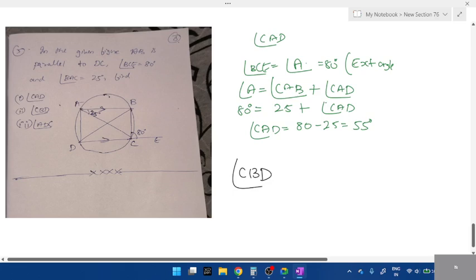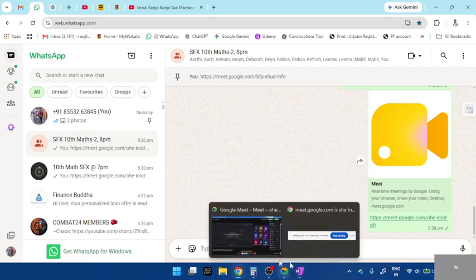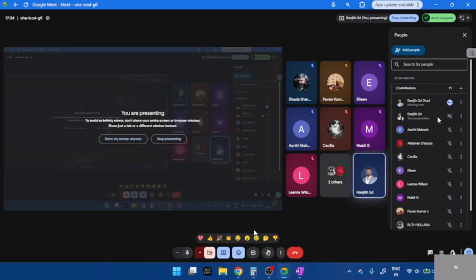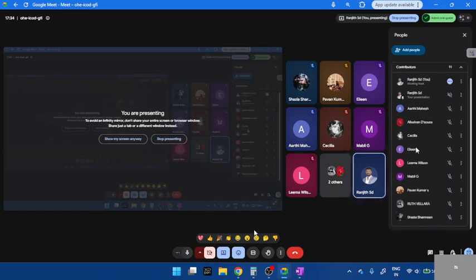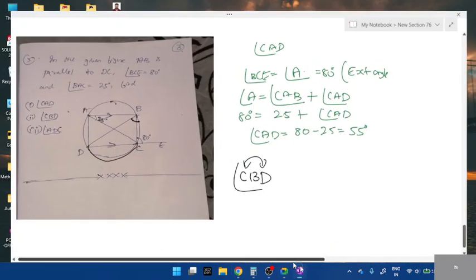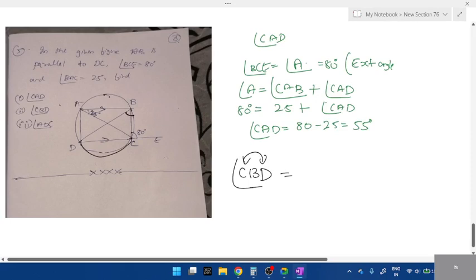Okay, how do you find CBD? What's the arc, students? All of you will respond. What is CBD? Angle CBD is equal to, on the same arc, which is the other angle?